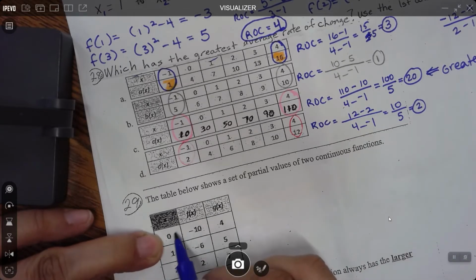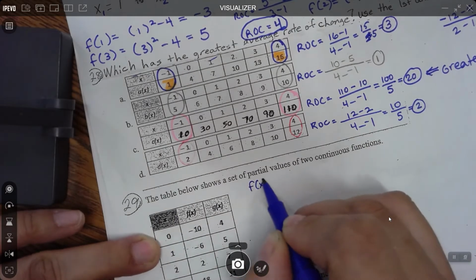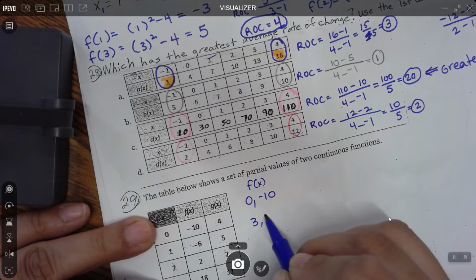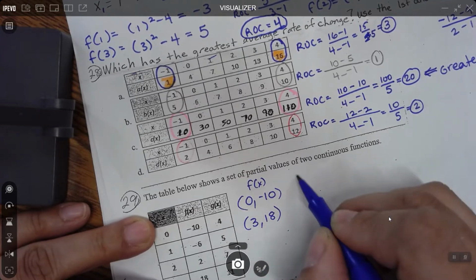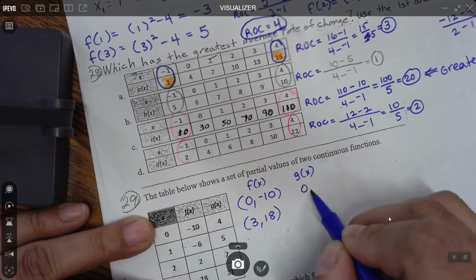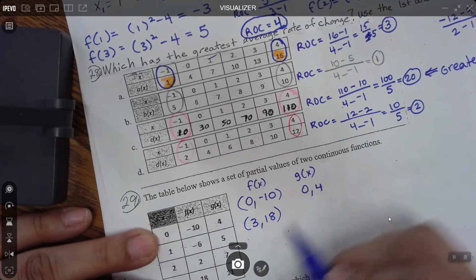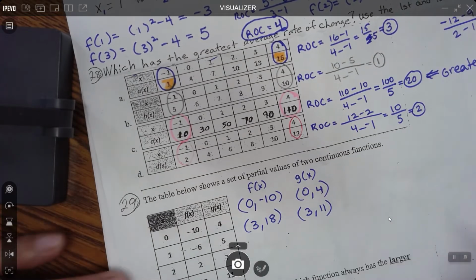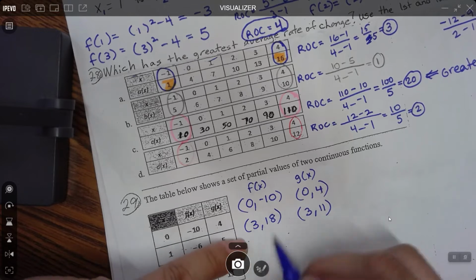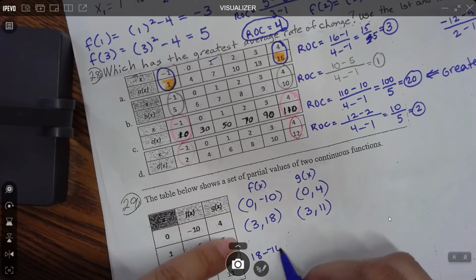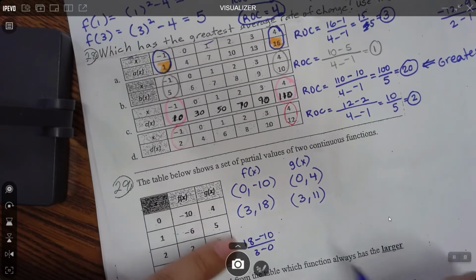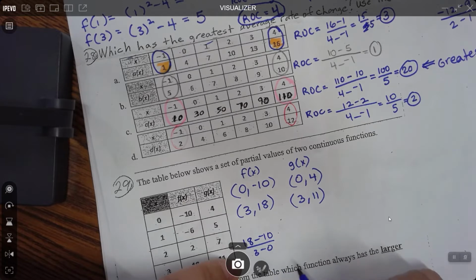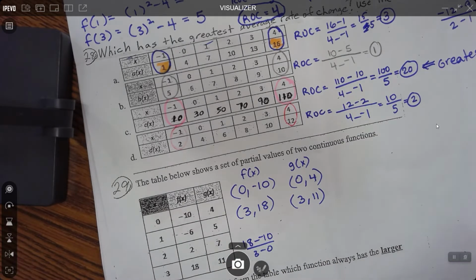So I'm going to pick 0 for f of x. 0 is mapped to -10, and 3 is mapped to 18. For g of x, 0 is mapped to 4, and 3 is mapped to 11. Okay. So now we just need to calculate rates of change. So this will be 18 minus a -10 over 3 minus 0. 18 plus 10 is 28. 28 divided by 3 is going to be 9 point something.